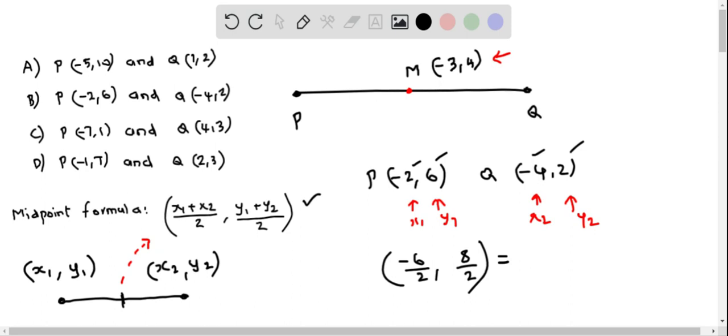Now let's see what it is coming. It is negative 3 comma 4. We can clearly see that this is exactly the same as the given midpoint. So therefore these are the coordinates of P and Q, which means option B is correct.